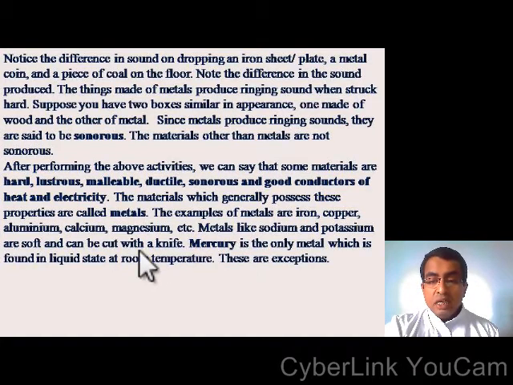Metals like sodium and potassium are soft and can be cut with a knife. Mercury is the only metal which is found in liquid state at room temperature. So these are exceptions.